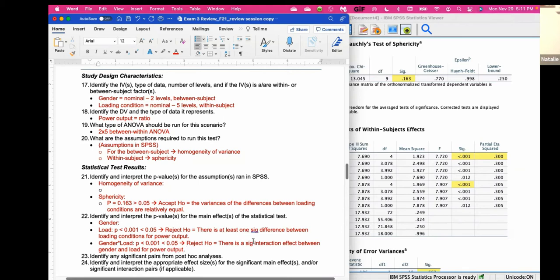I think most everybody started doing better on this on, what was it, activity 8. But using the wording like that, significant interaction effect between both independent variables, that's kind of a specific wording. I think there were some people who still weren't writing it that way, where they were saying like, oh, there's a significant effect of gender and load on power output, which is not what the interaction effect looks at, but that would be for those ones.